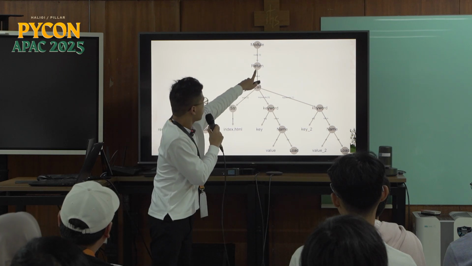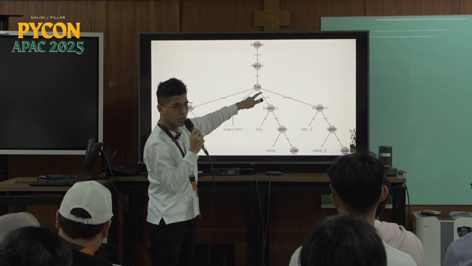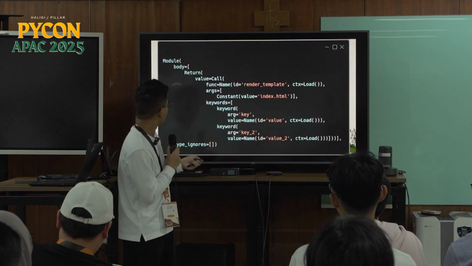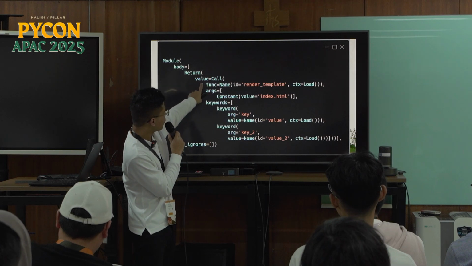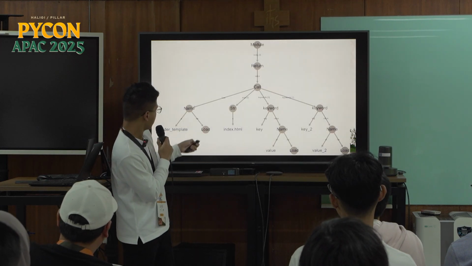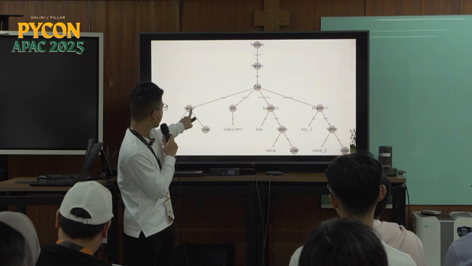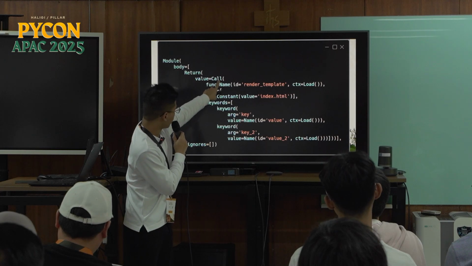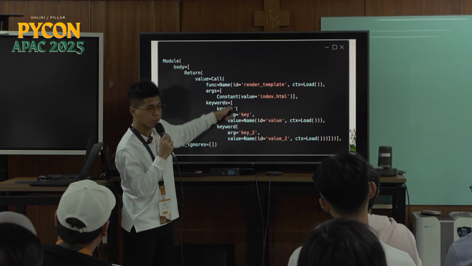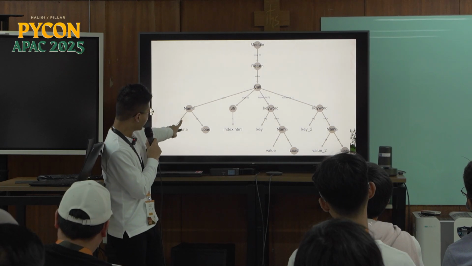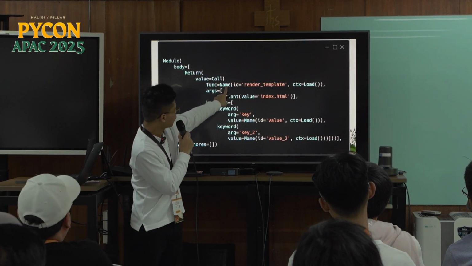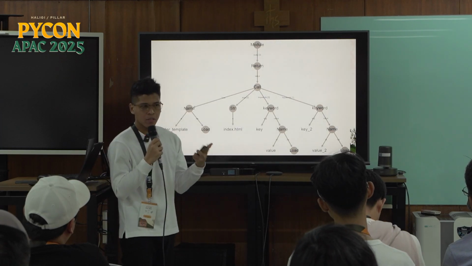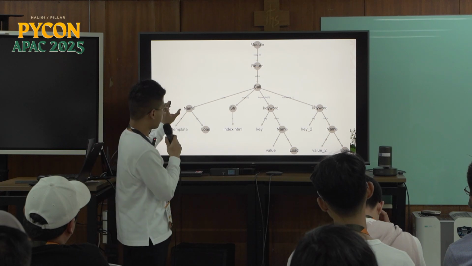So let's say we have a return node, then we have value. I'm not sure if you can see at the back, but there's value and then type Call. Under Call, there's func with type Name. And then under Name, there's id of render template. So this is the tree structure of the Python code, right?